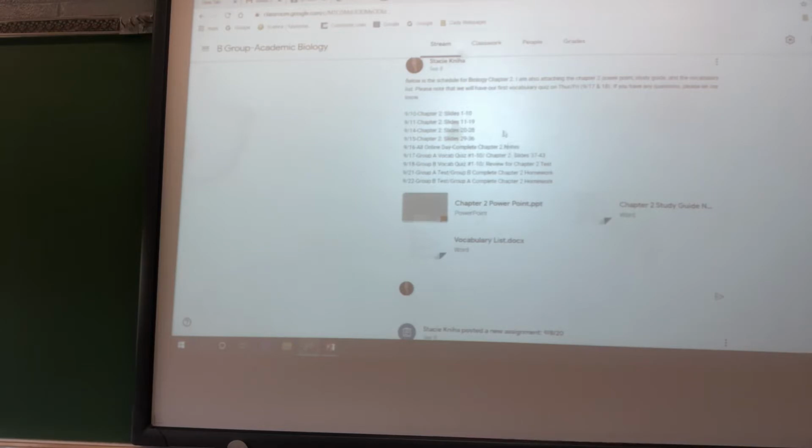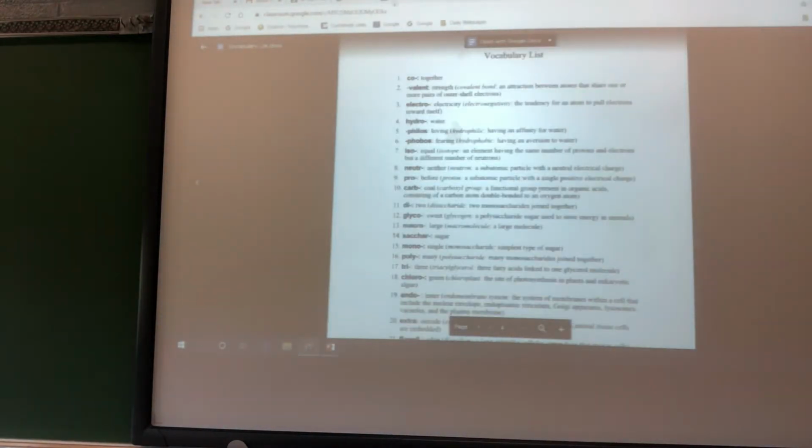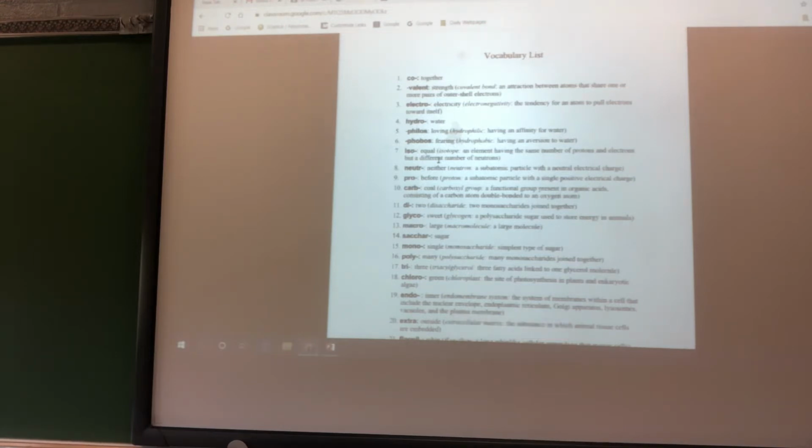It's worth 10 points. And also there is a vocabulary quiz. B group, I'll check your notes on Friday. And also B group, on Friday you have a vocabulary quiz. So what is that vocabulary quiz? You can just click on the link. Here you see your vocabulary list. You will come in on Thursday or Friday morning. I will give you a blank half sheet of paper.